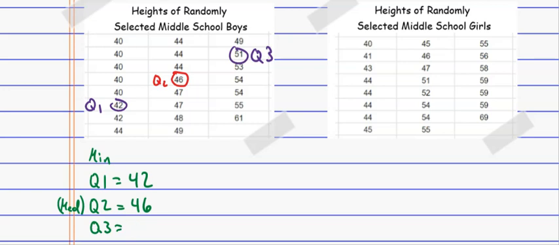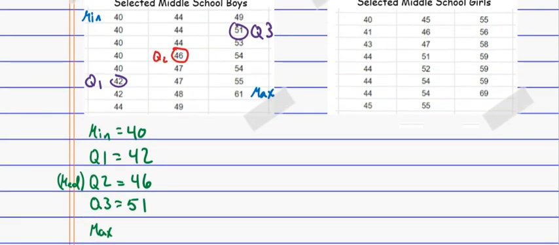51. And then the maximum and the minimum are just the biggest value and the smallest value that's listed here. On this one, the minimum value is right here. It's the smallest value. And the maximum value is right here. It's the biggest value. Okay. So minimum is 40. Maximum is 61. Okay, so that's my five value summary.